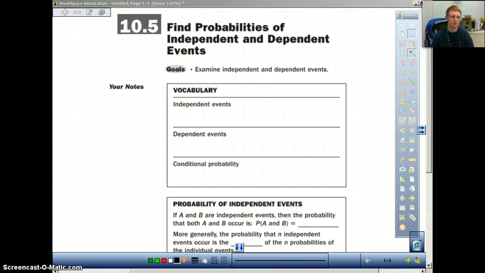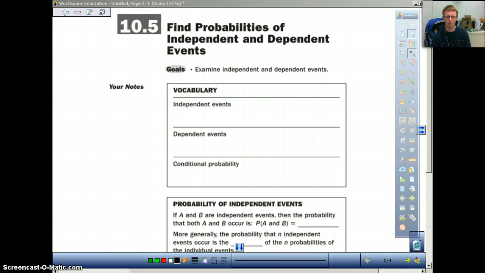All right, so 10.5 is continuing on with probability, which is what we did in 10.4. It's just taking it one step further. We're talking about independent and dependent events. What we've done for the most part up until this section is talk about probabilities of one event. Moving forward, we're going to talk about probabilities of more than one event happening. In other words, doing two things, like this and then this.